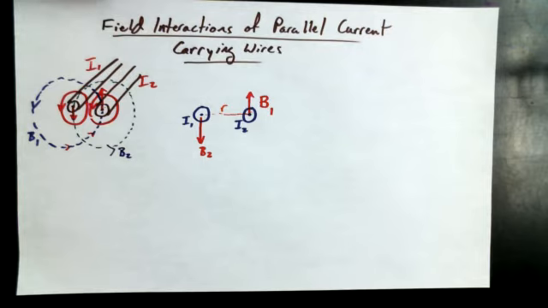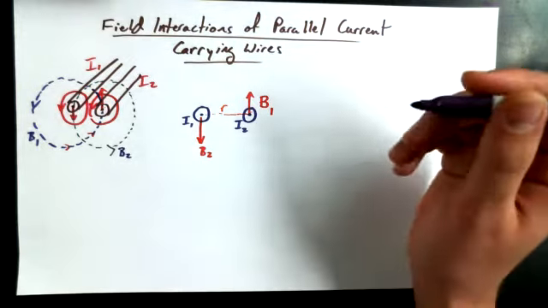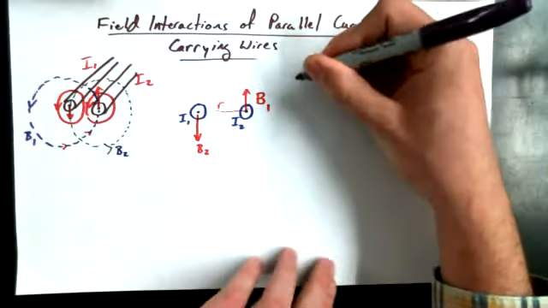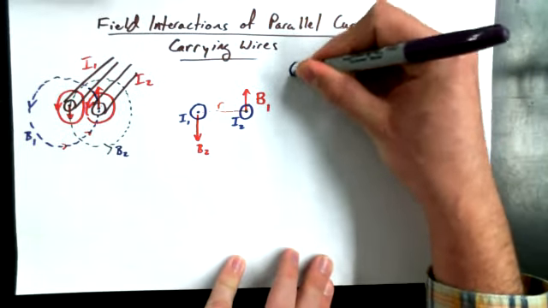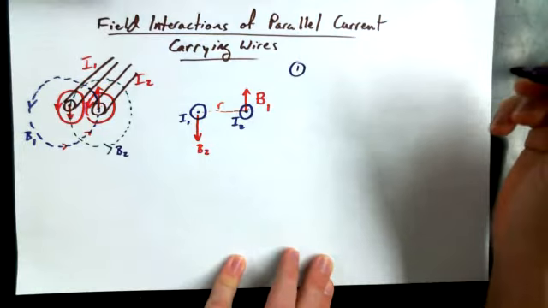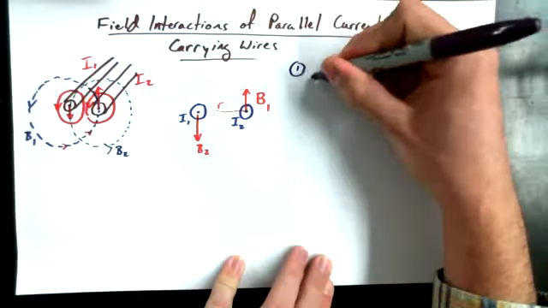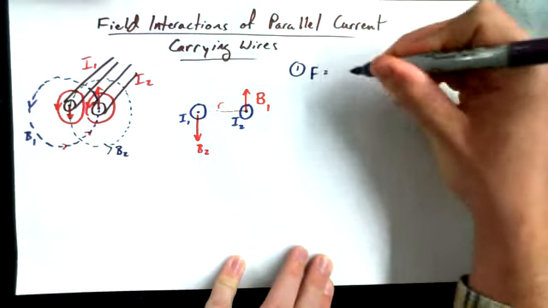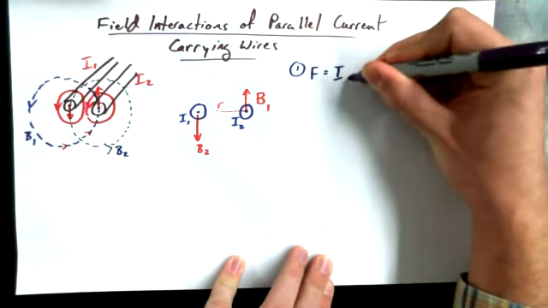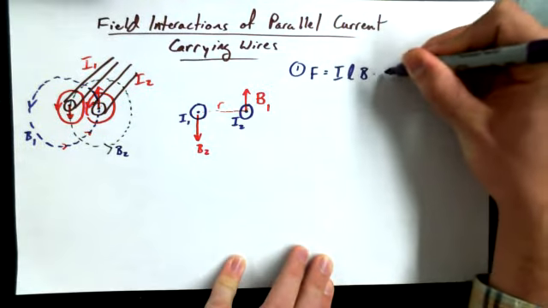Anyways, and then you could put that in writing if you want to as a nice little rule. Current going in the same direction will attract because of this idea. What we'd like to do is find the force of attraction, though. So I want to remind you of a formula that was from your reading, and it was that F equals I L B times sine of theta.